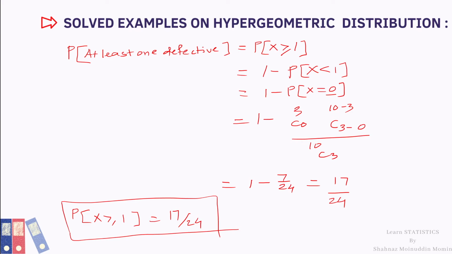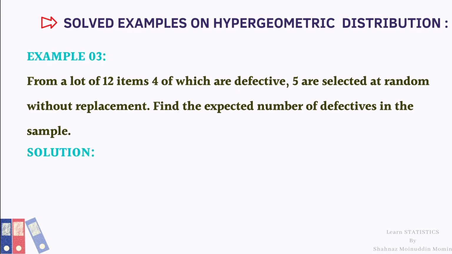Now we will solve the third example. So let us start with the third example. From a lot of 12 items, 4 of which are defective, 5 are selected at random without replacement. Means we are going to use hypergeometric distribution. Find the expected number of defectives in the sample. Now let us write the given things. Here we are given a lot of 12 items, N equal to 12. 4 are defective, so M equal to 4, and a sample of size n equal to 5 is selected without replacement.